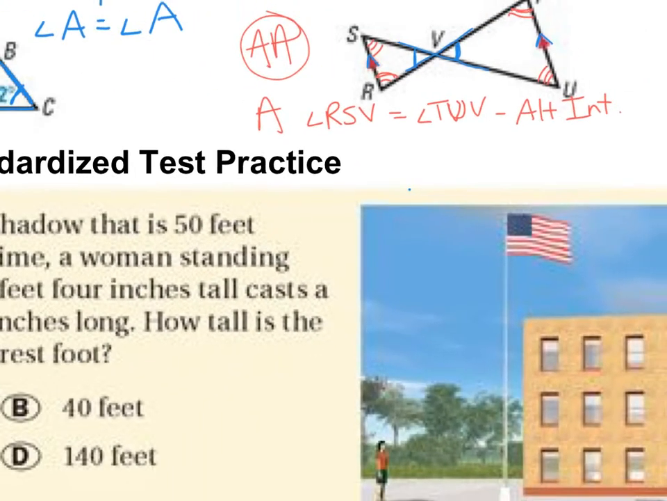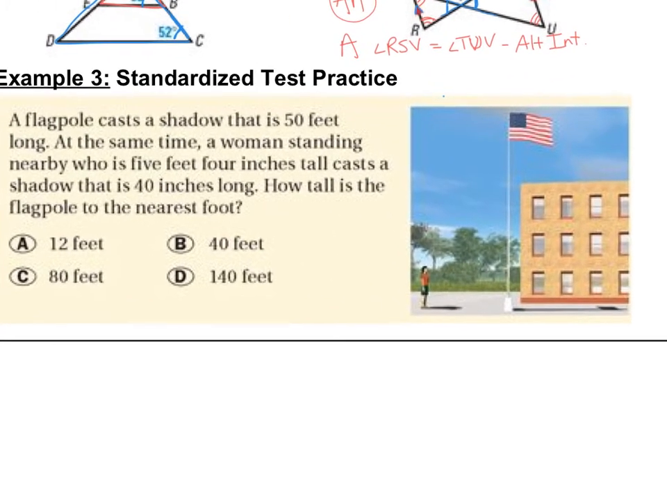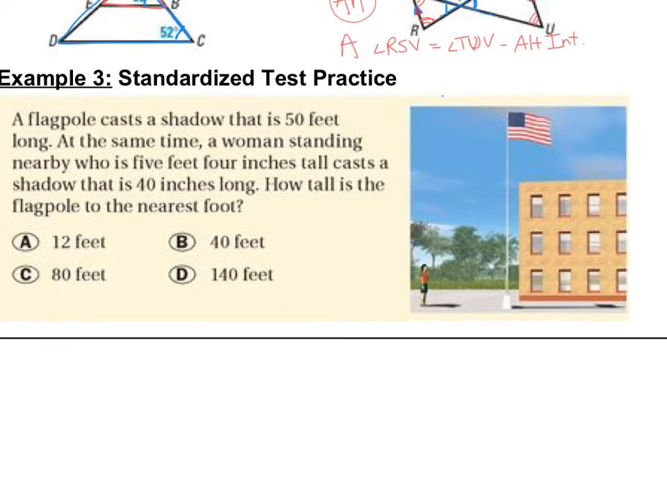All right, let's take a look here at the last one. Put this into kind of a real-world perspective. So a flagpole casts a shadow that is 50 feet long. At the same time, a woman standing nearby who is 5 feet 4 inches tall casts a shadow that is 40 inches long. How tall is the flagpole to the nearest foot?